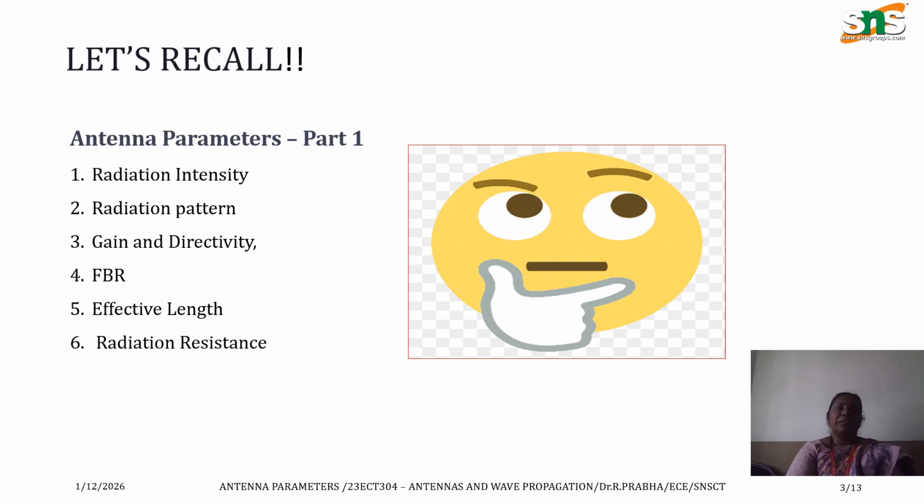In the previous video we have seen many important antenna parameters like radiation intensity, which is the power radiated per unit solid angle, radiation pattern as the graphical representation of the antenna as a direction, and gain and directivity, important antenna characteristics which define the performance of the antenna, front to back ratio, which is the radiated power in the forward direction to the backward direction, effective length of the antenna, and radiation resistance.